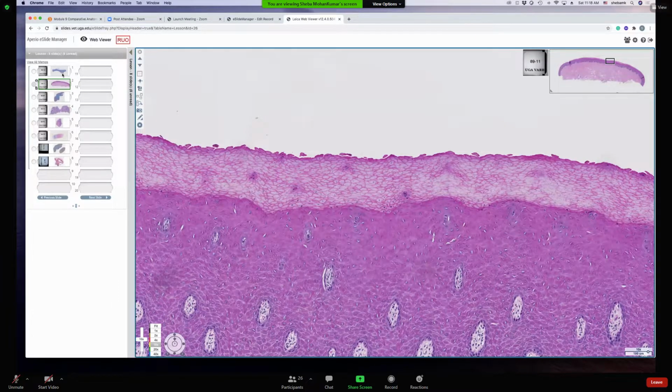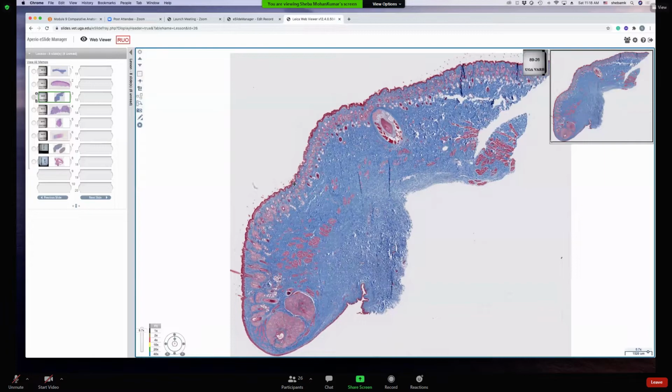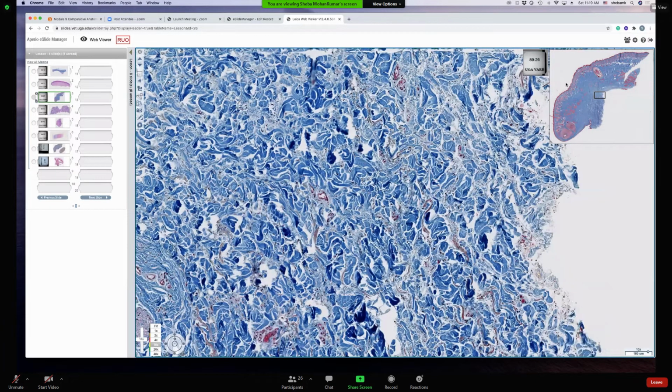Okay, let's go look at that section. So this would be a hair follicle, but what is different about this hair follicle compared to this? Is that a whisker? Yes. So this is a tactile hair. Okay, it has lots of sinuses around the follicle. Okay, let's go closer.